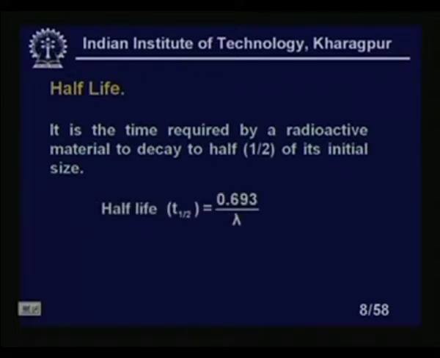Mathematically, it is defined as half life equal to T 1/2 equal to 0.693 by lambda, where lambda is the decay constant.